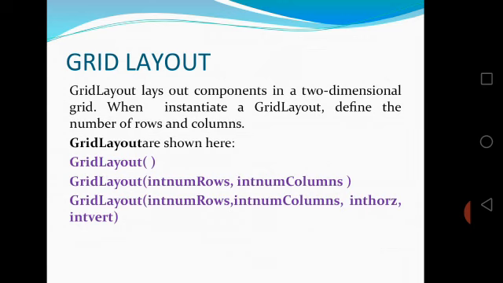The third constructor has 4 parameters: rows, columns, then horizontal value, vertical value. This decides how the control is to be placed, how much space is left on the horizontal side, and how much space on the vertical side, that is top to bottom, left to right. So the number of rows and columns are specified, and the horizontal and vertical gaps of the controls are also specified.